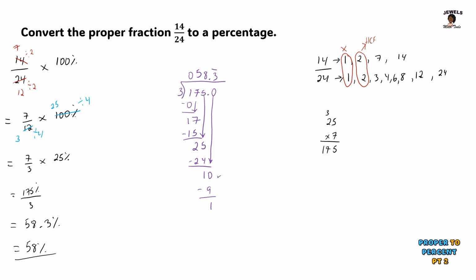Okay, so there you have it. We just converted our fraction 14/24 into a percentage by first reducing our fraction. So we reduced our numbers to their simplest form and then performed our multiplication. And remember, with this type of question, if you're good at reducing your fractions, you could have done all of your working in one step.